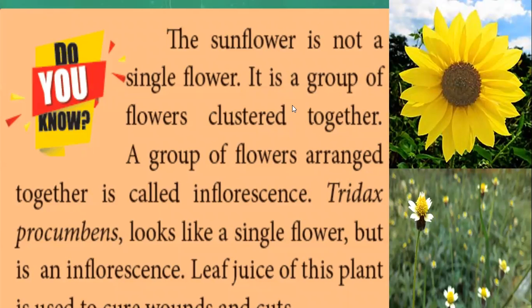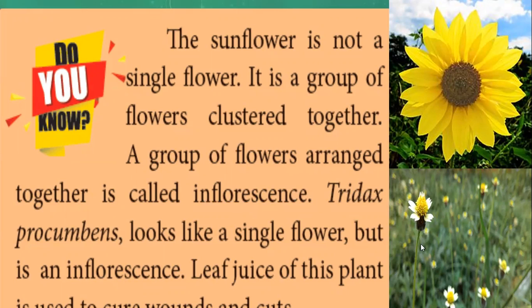Then the sunflower. You are thinking it is a single flower. It is not a single flower. It is a group of flowers. It's clustered together. The group of flowers arranged together is called inflorescence. In a stalk, the group of flowers are present. That group of flowers is called inflorescence.